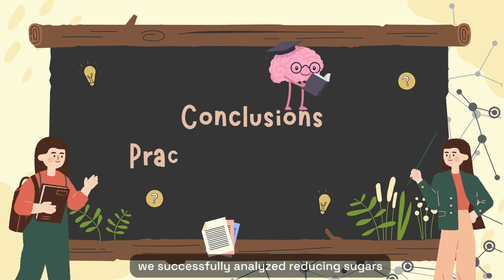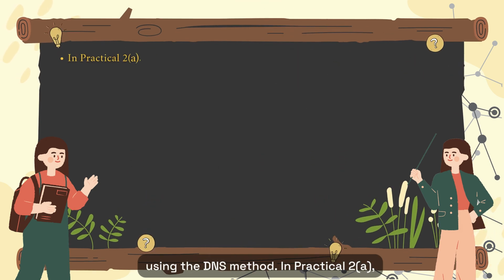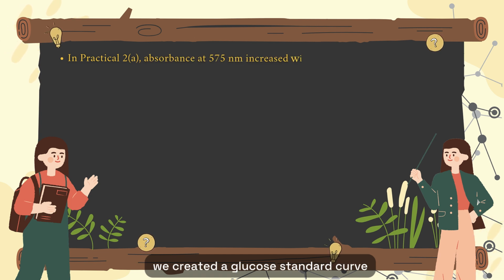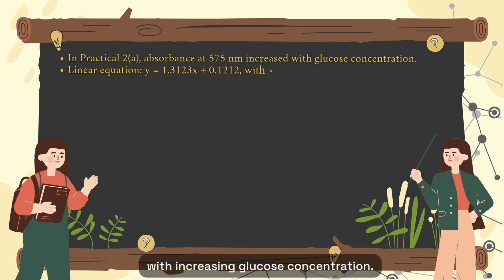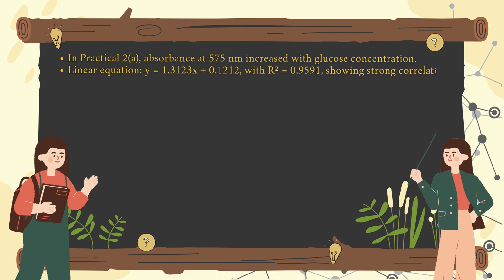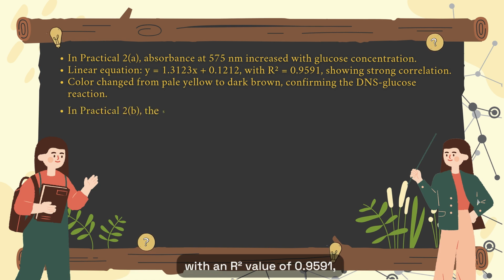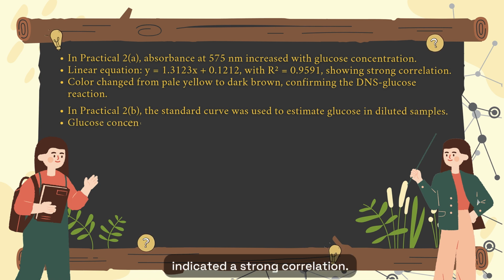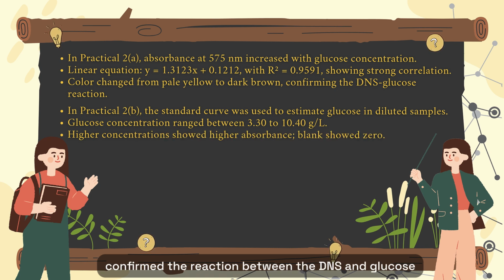In these practicals, we successfully analyzed reducing sugars using the DNS method. In Practical 2A, we created a glucose standard curve and observed a clear increase in absorbance at 575 nanometers with increasing glucose concentration. The resulting linear equation y equals 1.3123x plus 0.1212 with an R-squared value of 0.9591 indicated a strong correlation. A visible color change from pale yellow to dark brown confirmed the reaction between DNS and glucose.